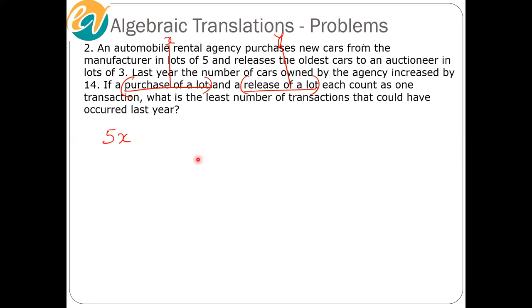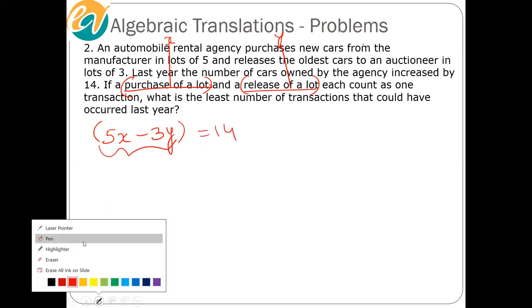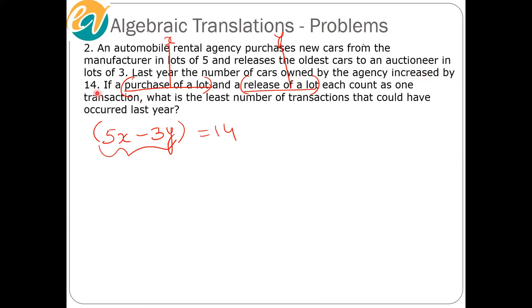3Y, right? So 5x cars were purchased and 3Y cars were released. So clearly this would be the total number of cars net that were purchased, or that increased as far as the automobile rental agency goes. But this value is given to us as how much? Very nice. 14, right? Because the number of cars owned by the agency increased by 14 last year. So 5x minus 3y is equal to 14.